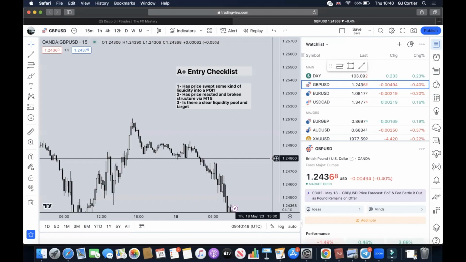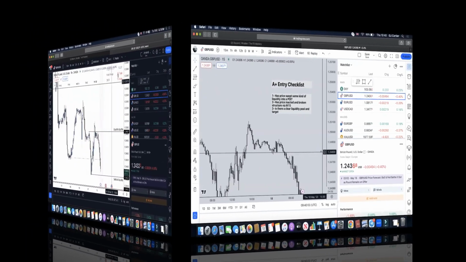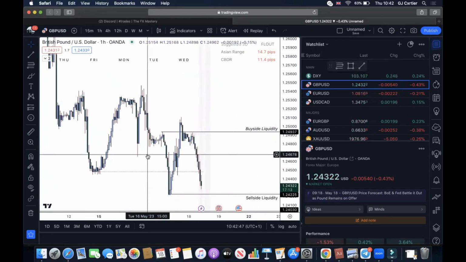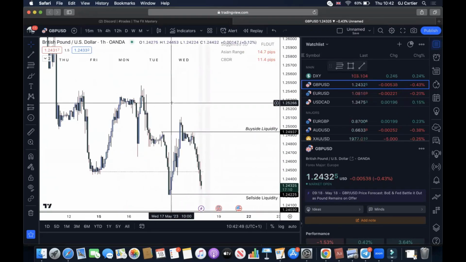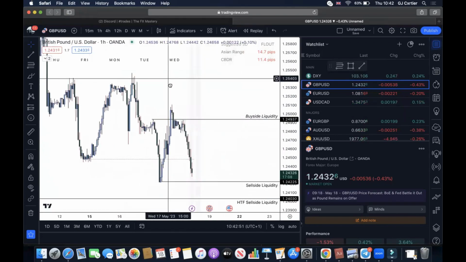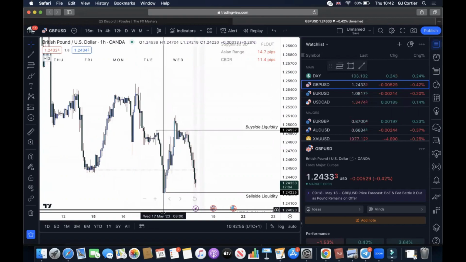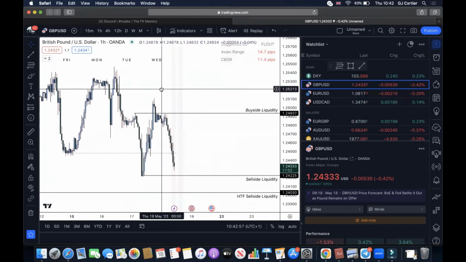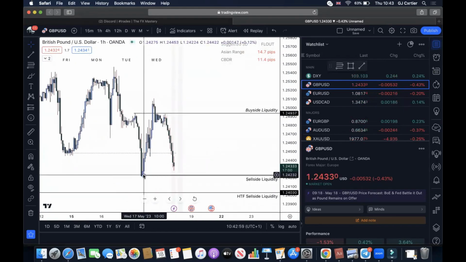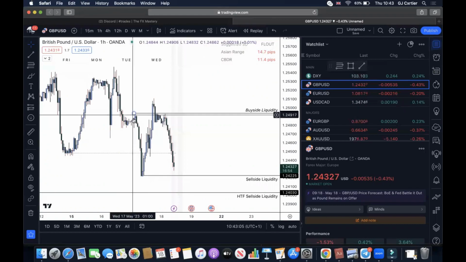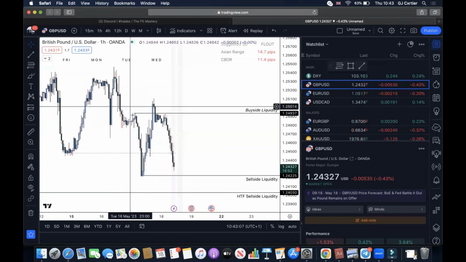Okay, perfect. So that's the checklist. We'll now jump into some live examples. We do in fact have a couple of nice examples on GBP USD. We're currently on the 1 hour time frame, and we can say that this is our trading range. We've got a high and then we've got a low. What we then have is a pullback on a typical Wednesday midweek reversal, Tuesday high of the week. We've then taken out our buy side liquidity within this.